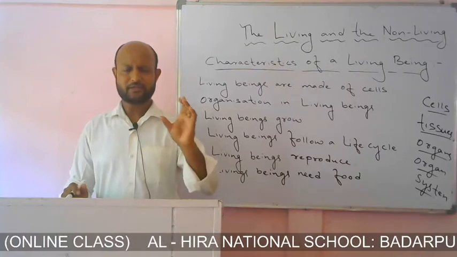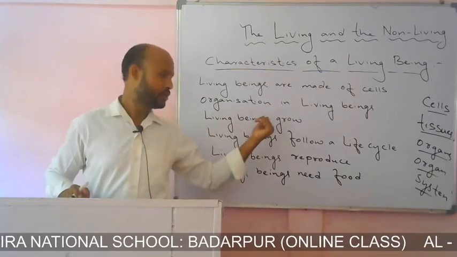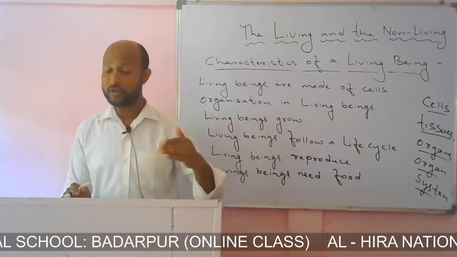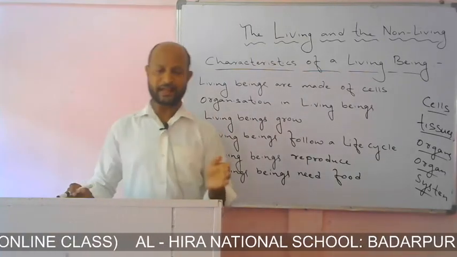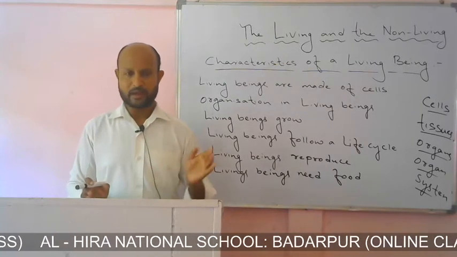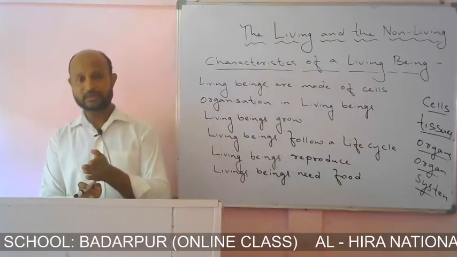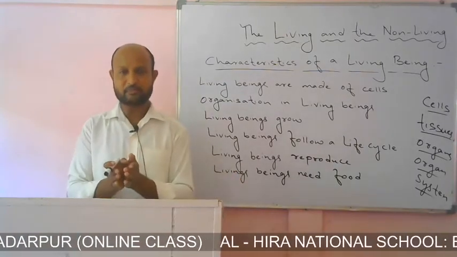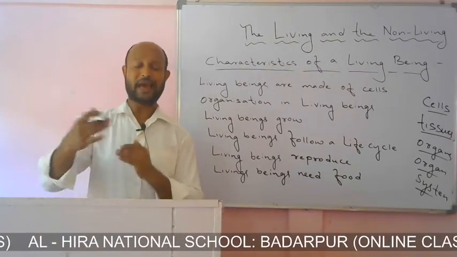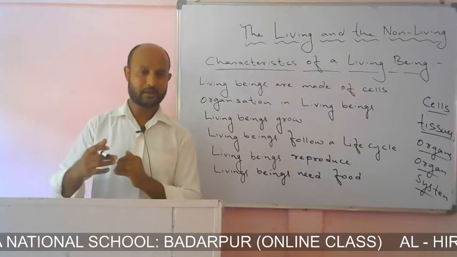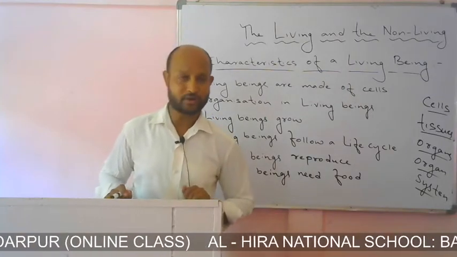So what is the difference that we find in the case of plants related to growth? We find that all living beings grow. But in the case of plants and animals, there are certain differences. Living beings grow, but non-living beings do not grow. There is also a difference between animals and plants. Animals grow up to a certain age and then they stop growing. But plants grow throughout their lives.